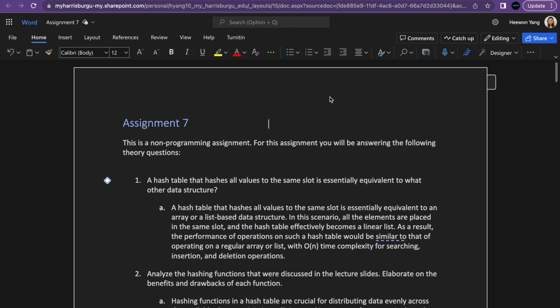what other data structure? A hash table that hashes all values to the same slot is essentially equivalent to an array or list-based data structure. In this scenario, all the elements are placed in the same slot and the hash table effectively becomes a linear list. As a result, the performance of operations on such a hash table would be similar to that of operations on a regular array or list, with O(n) time complexity for searching, insertion, and deletion operations. It could also be similar to a dictionary data structure using key and value.